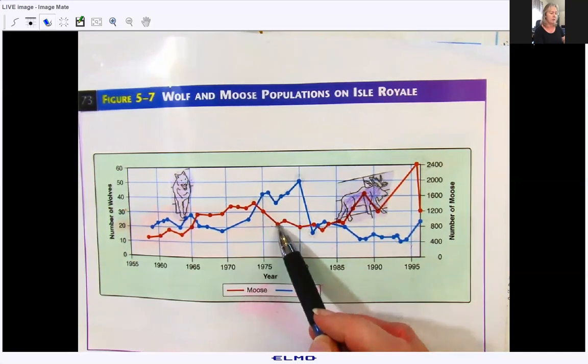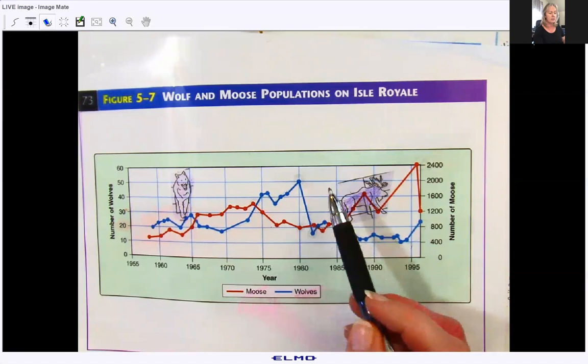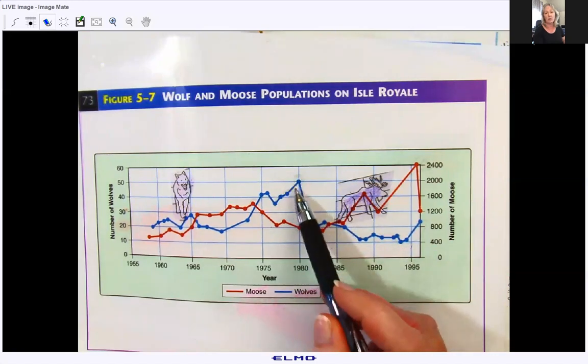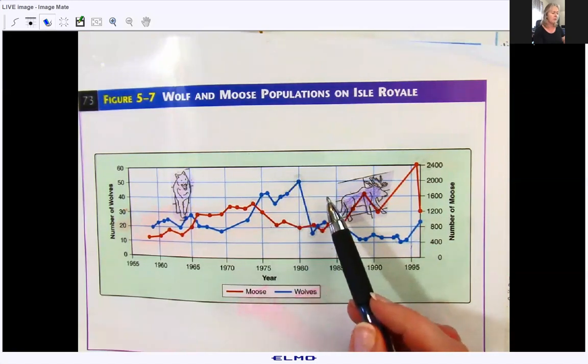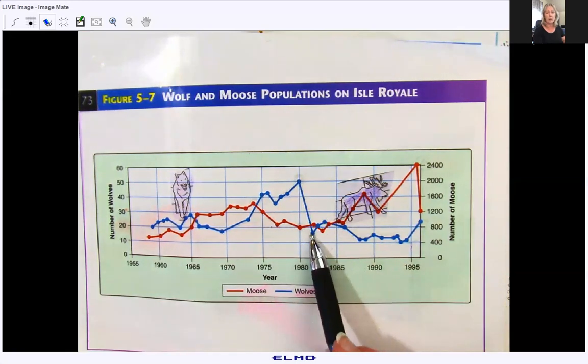But then here, even when they're down here, the moose population still declines. And the wolves may prey on other things for food. But in the 1980s, you see this rapid decline of the wolf population. So what could have caused that?